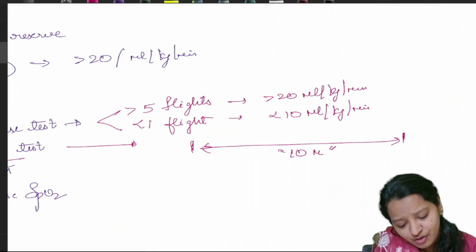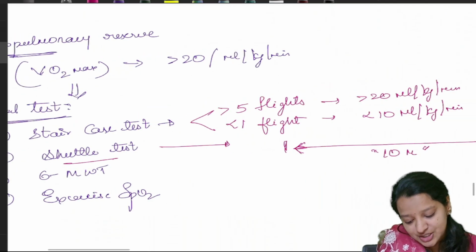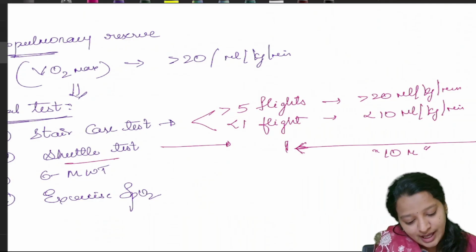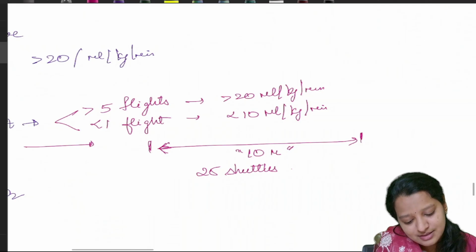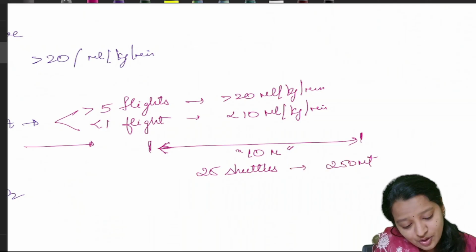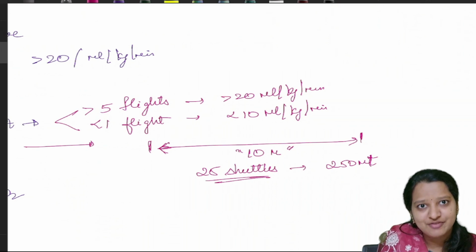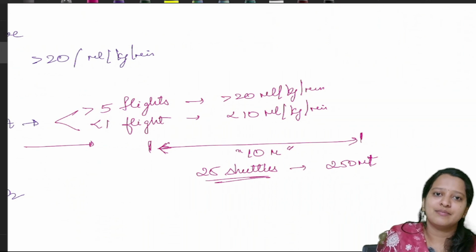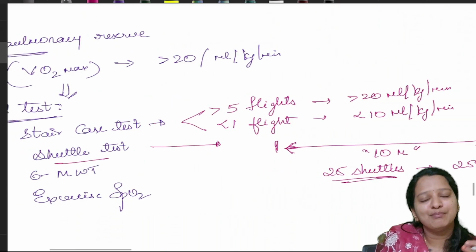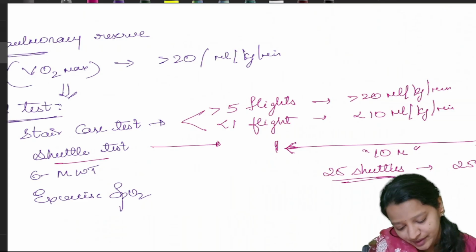Okay, so we will calculate how many shuttles he is able to do. At least he has to do 25 shuttles. That means 250 meters, because one shuttle is 10 meters, right? So at least 25 shuttles he has to do. If he is not able to do those 25 shuttles, his VO2 is less. Okay? These are simplified tests to know the VO2.